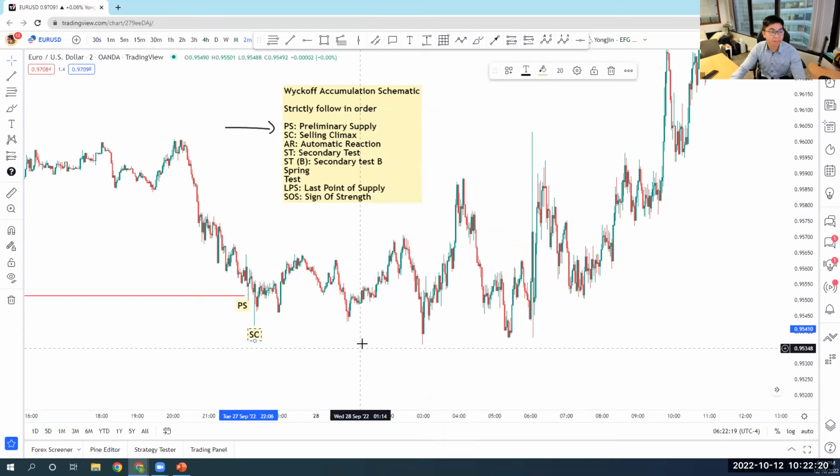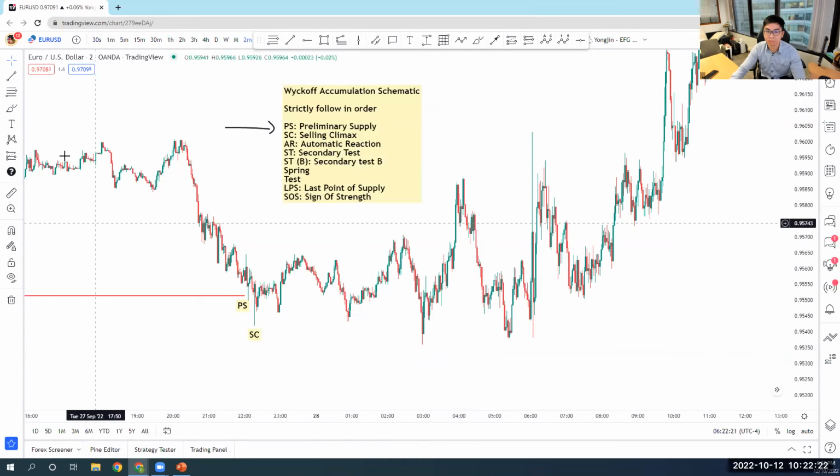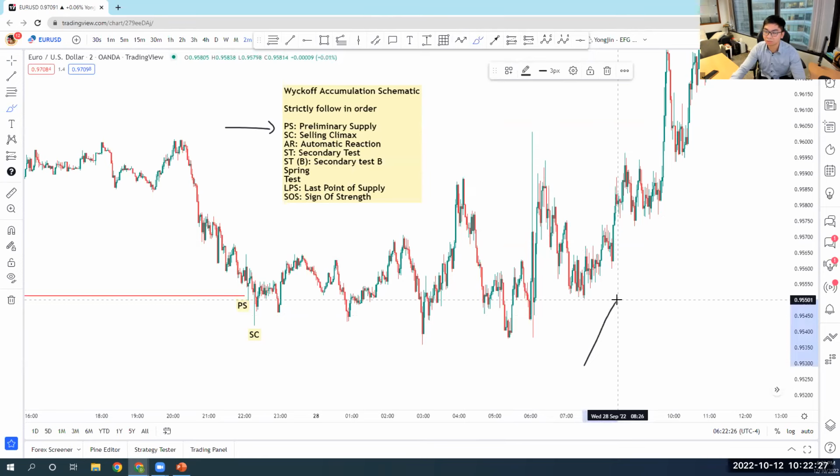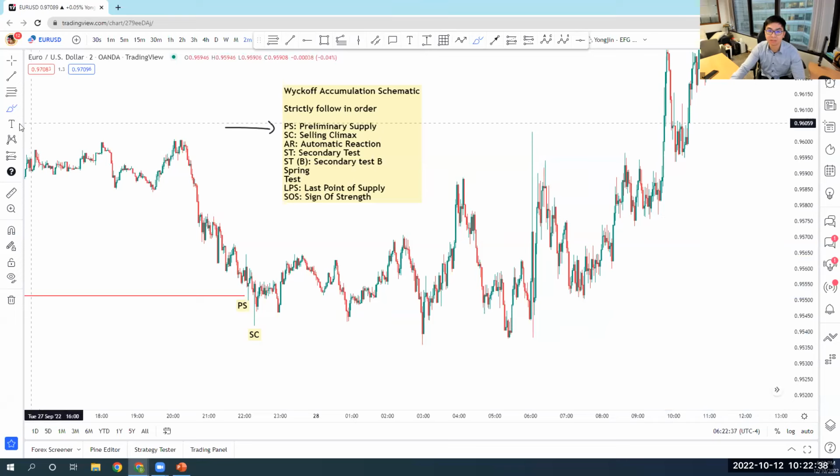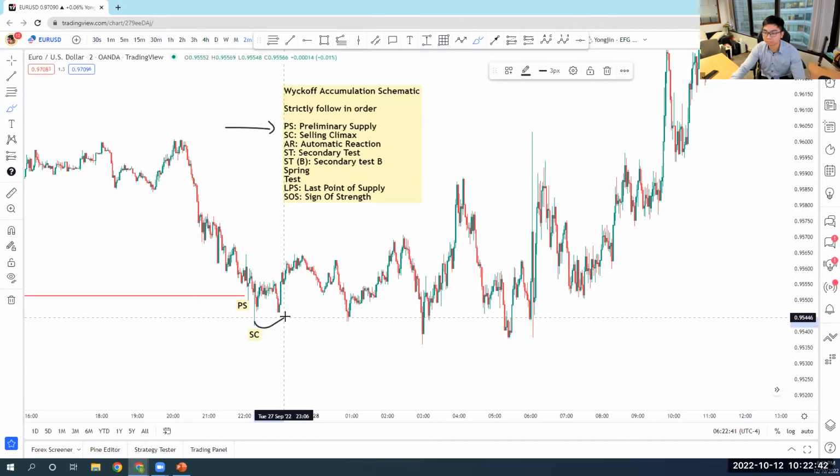SC, selling climax. So there's a schematic. It's very, very similar to the Elliott wave, where we have to follow wave 1, 2, 3, 4, 5. We have to follow the schematic strictly. So after SC, price goes up, and what does it form? The automatic reaction, AR.